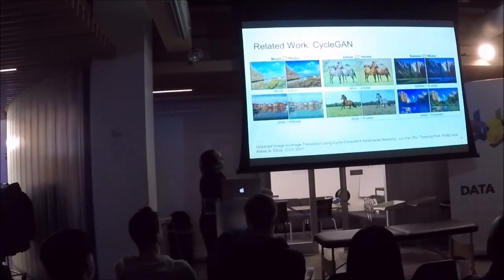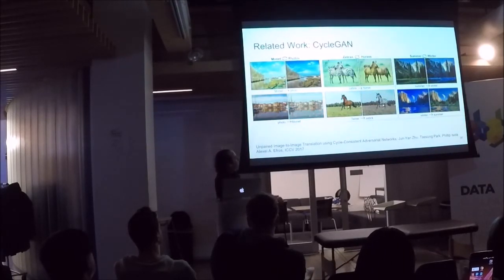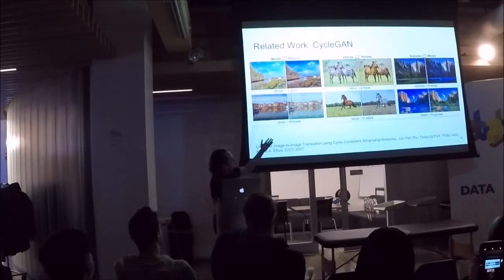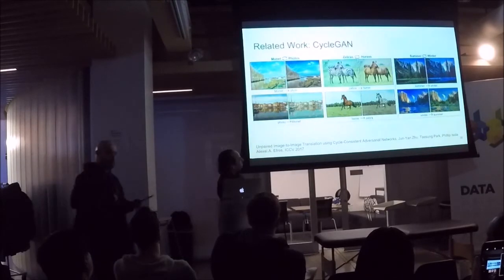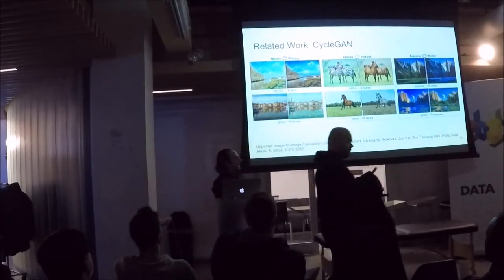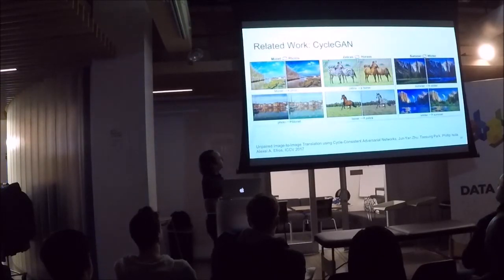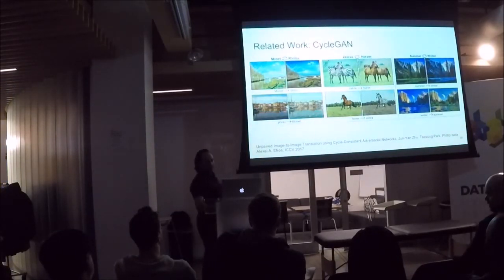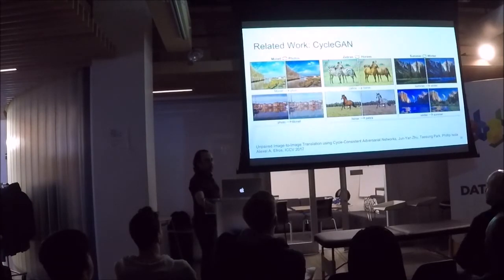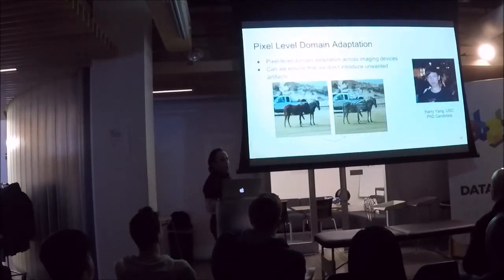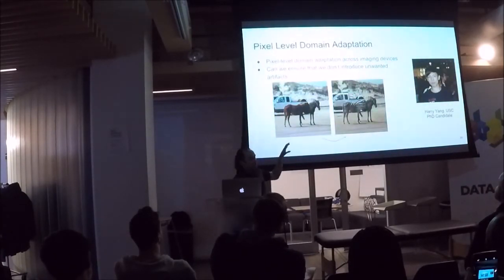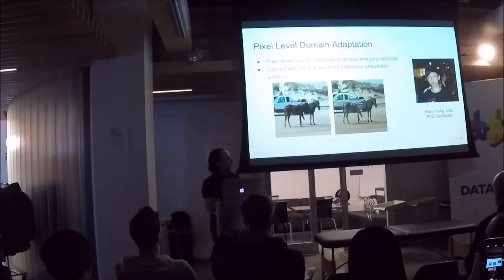In this work, they have two domains, like the zebras and horses that we saw before, or maybe summer and winter images, and they train a very particularly structured network to map between these domains. So this is intuitively the sort of thing that we're trying to do. A lot of the work that I'm going to talk about came from Harry Yang, our intern last summer.